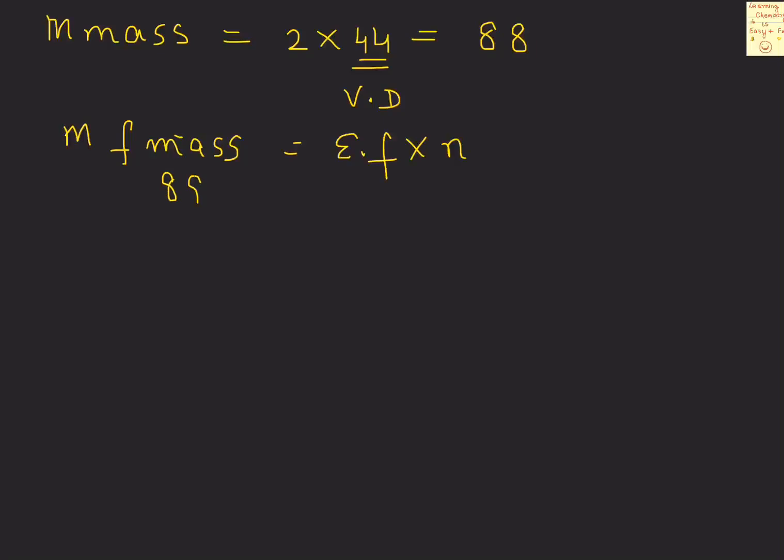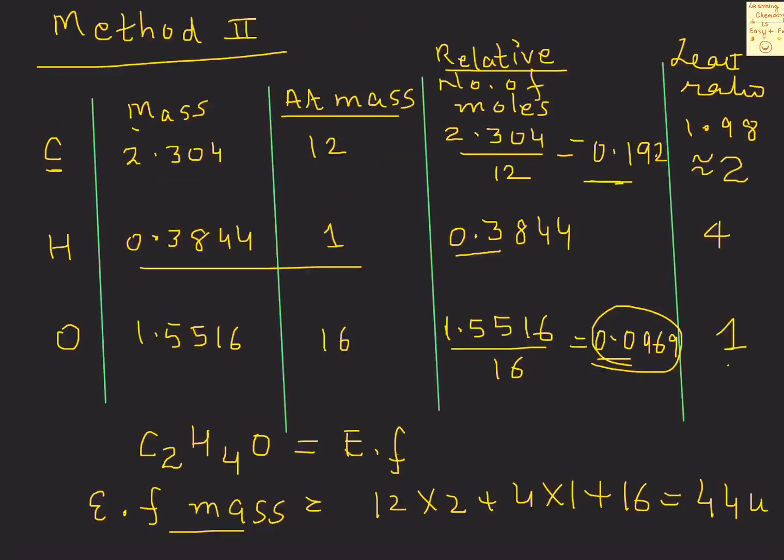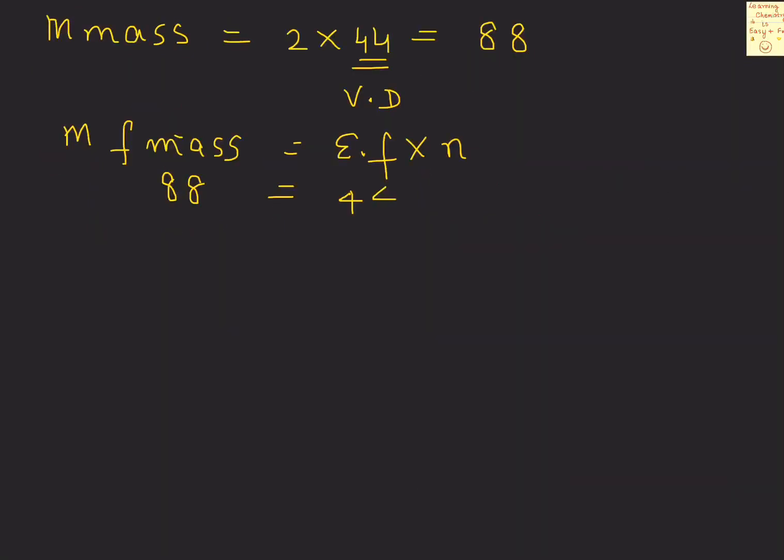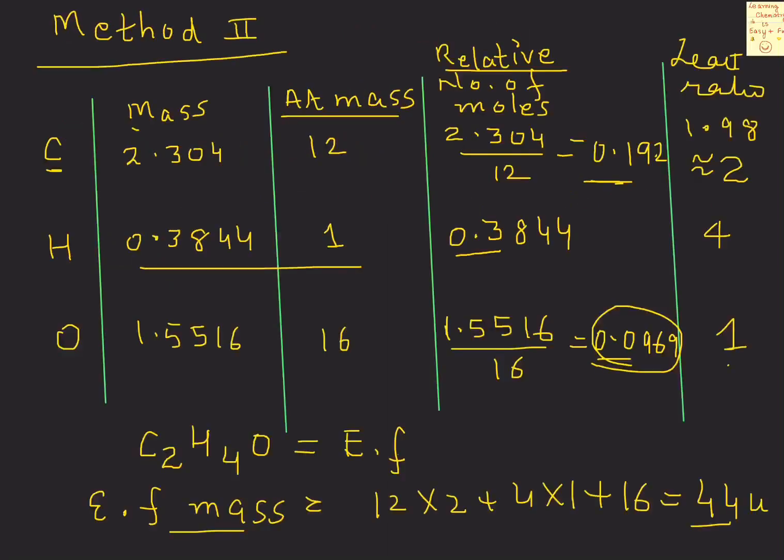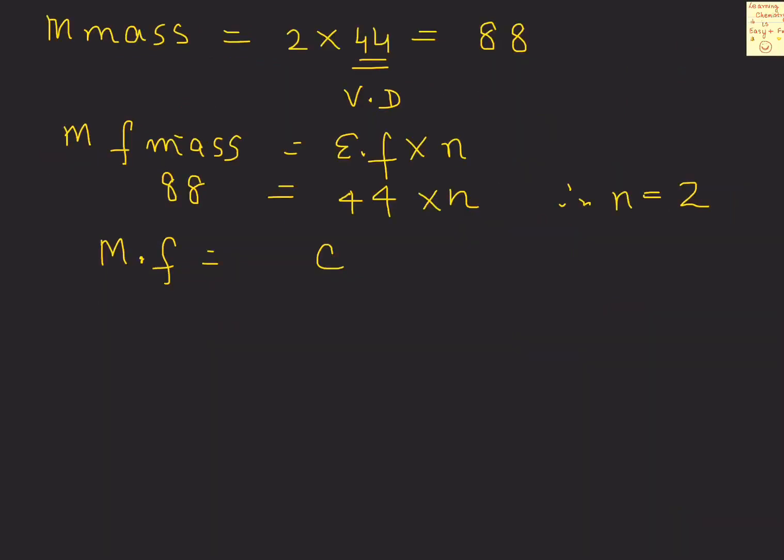We have 88 is equal to the empirical formula mass, which we've got over here, 44. So let's go ahead with it. Empirical formula mass 44 into n. Therefore, the number with which we multiply the empirical formula in order to get the molecular formula is 2. So the molecular formula, C2H4O is our empirical formula.